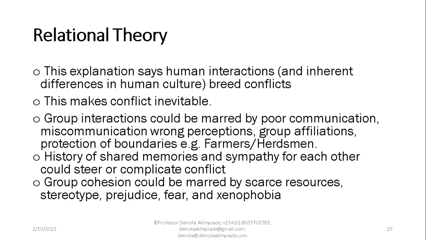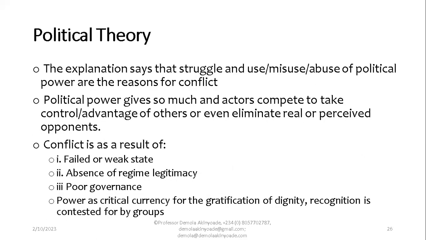Relational explanation or relational theory says our relationship, our need to relate, and the fact that we are different, this is why we have conflict. We have explained that at length, our differences and then the interdependence of our relationship. So that is the argument of the relational theory.